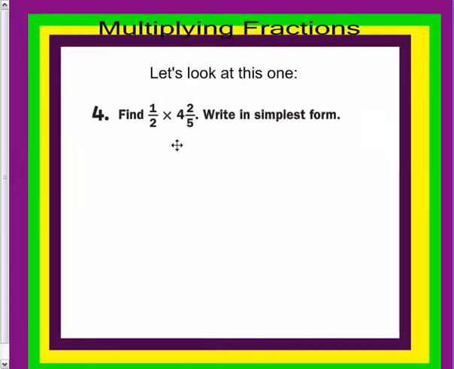All right, let's look at this one. Find 1/2 times 4 and 2/5 in simplest form. First thing we need to do is make this into an improper fraction. So bring down your 1/2, bring down your multiplication sign. We're going to change that to a dot, okay? We're going to start writing multiplication signs with dots. It makes algebra a little bit easier.